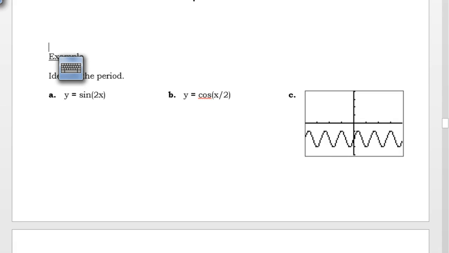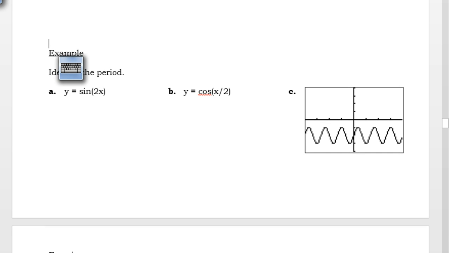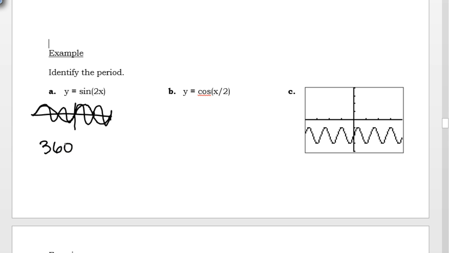So, first example says identify the period. I'm going to do a little bit more than that. I'm going to sketch a rough graph. So I know sine of x would have one cycle in 360. So sine of 2x is going to have a cycle that ends here. It's a lot more bunched up. And if I wanted to get the period, I'm going to take 360 degrees, which is one normal cycle, one normal circle, and divide that by 2 because I can fit 2 circles in the same amount of space. So the length of one period would be 180 degrees.